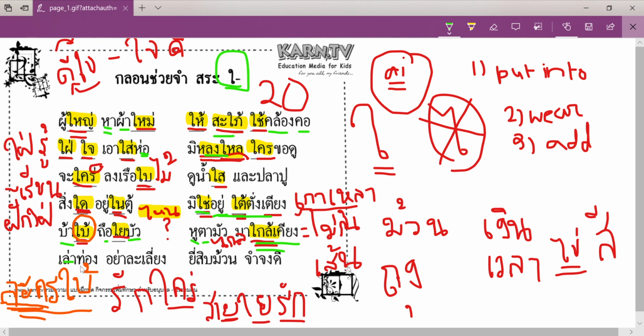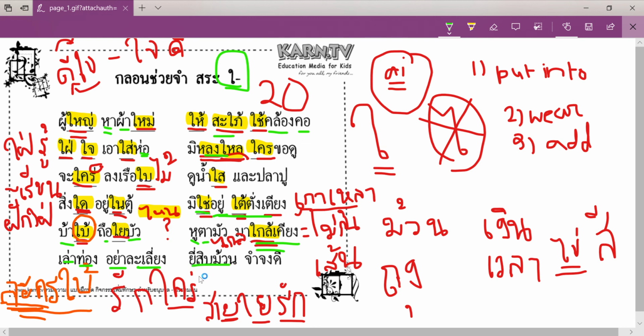เล่า and ท่อง have the same meaning. ท่อง means to repeat over and over again. เล่า actually has the meaning of telling a story, like เล่าเรื่องราว. But here เล่าท่อง have similar meanings: to say it, repeat it over again. อย่าละเลี่ยง, ละเลี่ยง means avoid, so don't avoid it. You have to keep repeating this poem, just keep saying it over and over again.